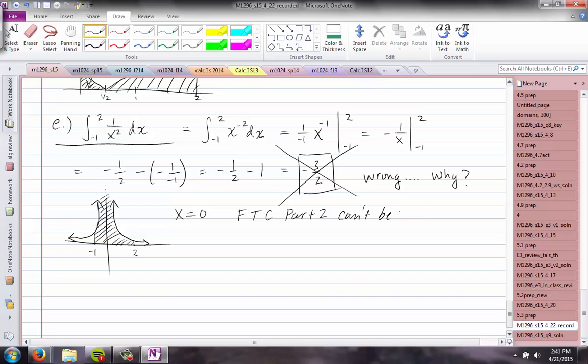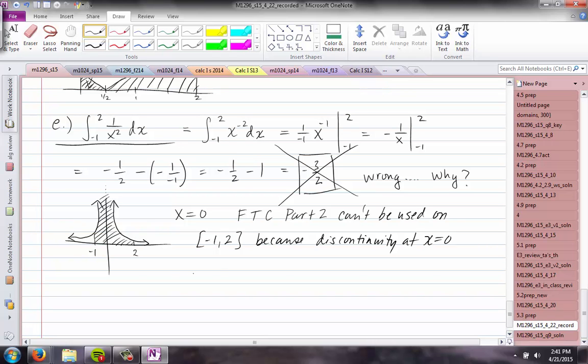So it can't be used on the interval -1 to 2 because there's a discontinuity at x equals 0. So then this begs the question, what do I do? And the answer to that is in Calc 2. So this is a little plug for Calc 2.